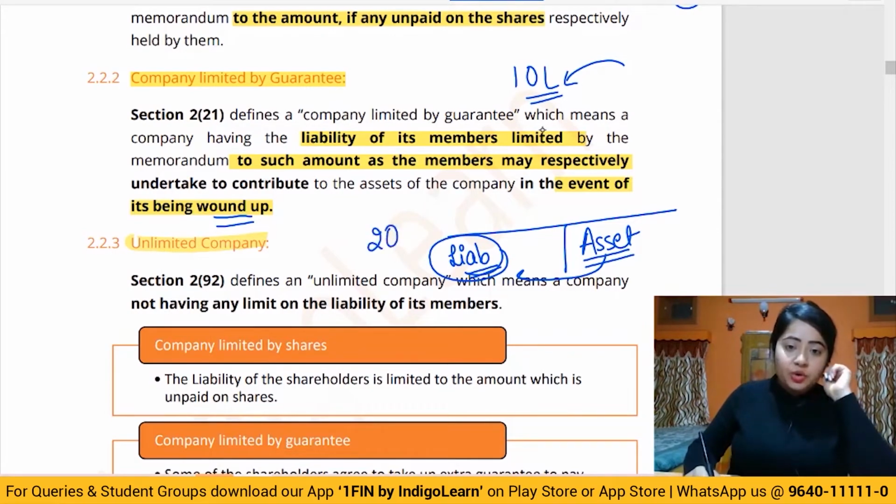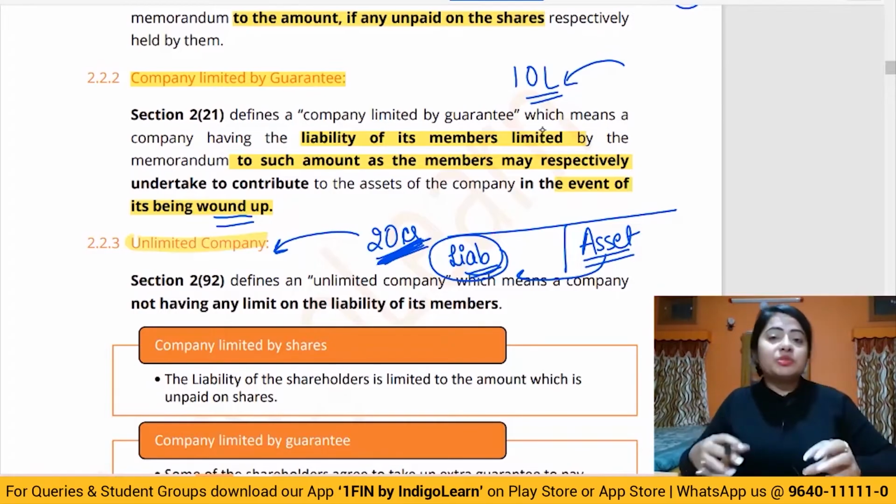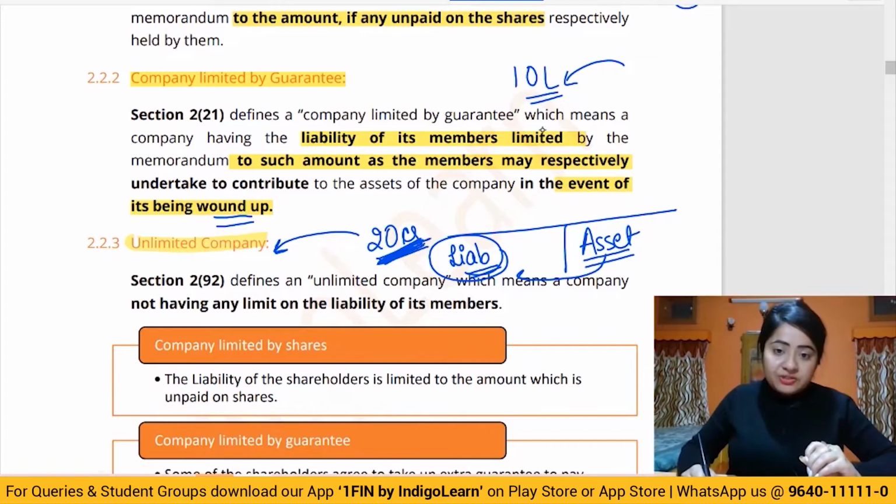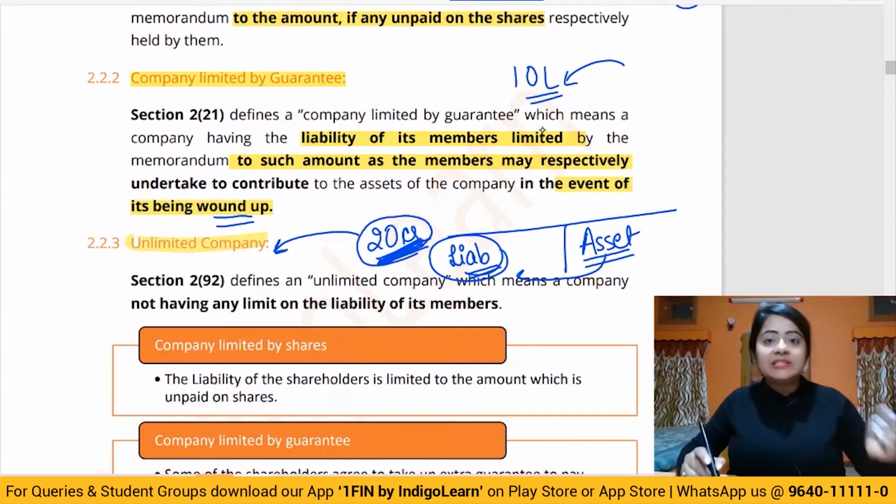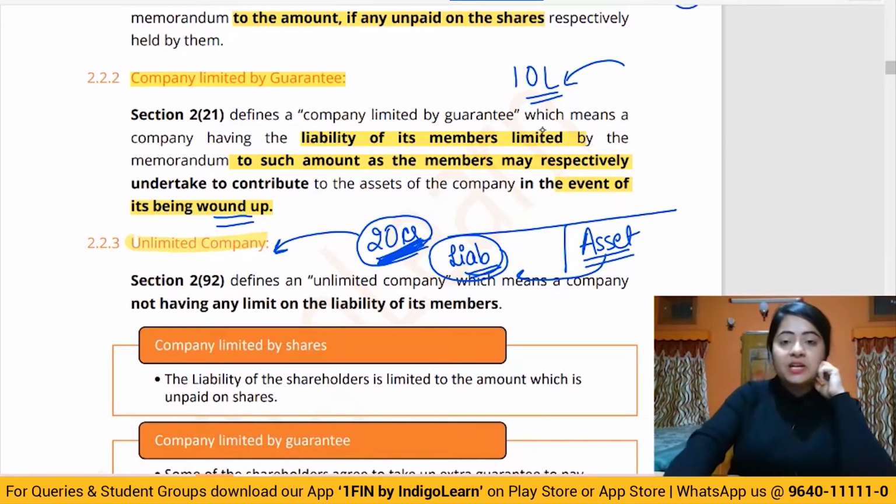Let's say 20 crore rupees of liabilities are still remaining. In that case, in an unlimited company, this leftover amount is going to be called from the members whose liability is unlimited. So in an unlimited company, some of the members will have unlimited liability at the time of winding up. This amount which is falling short, these members will have to bring from their own houses, right? So such a company is called an unlimited company.